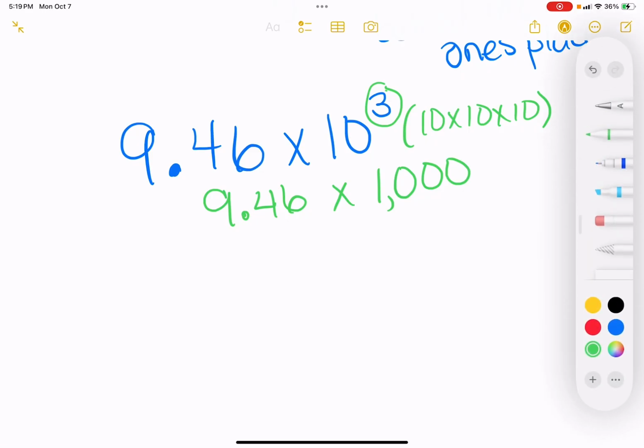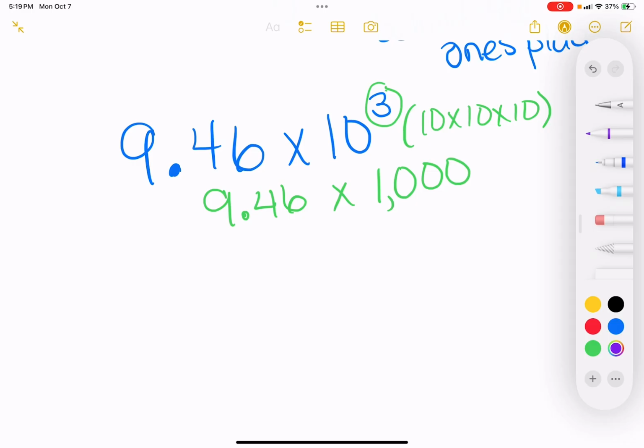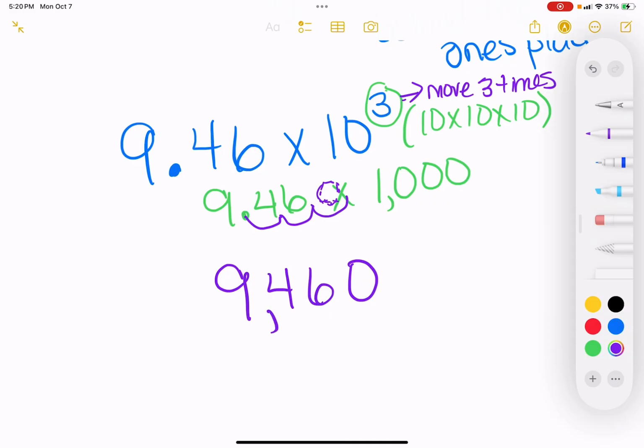So once again, I am going to move my decimal 3 times. So 1, 2, 3. Again, there's nothing here, so I'm going to make a 0. So my new number is 9460, which also equals 9,460. And my decimal point is right behind the ones place.